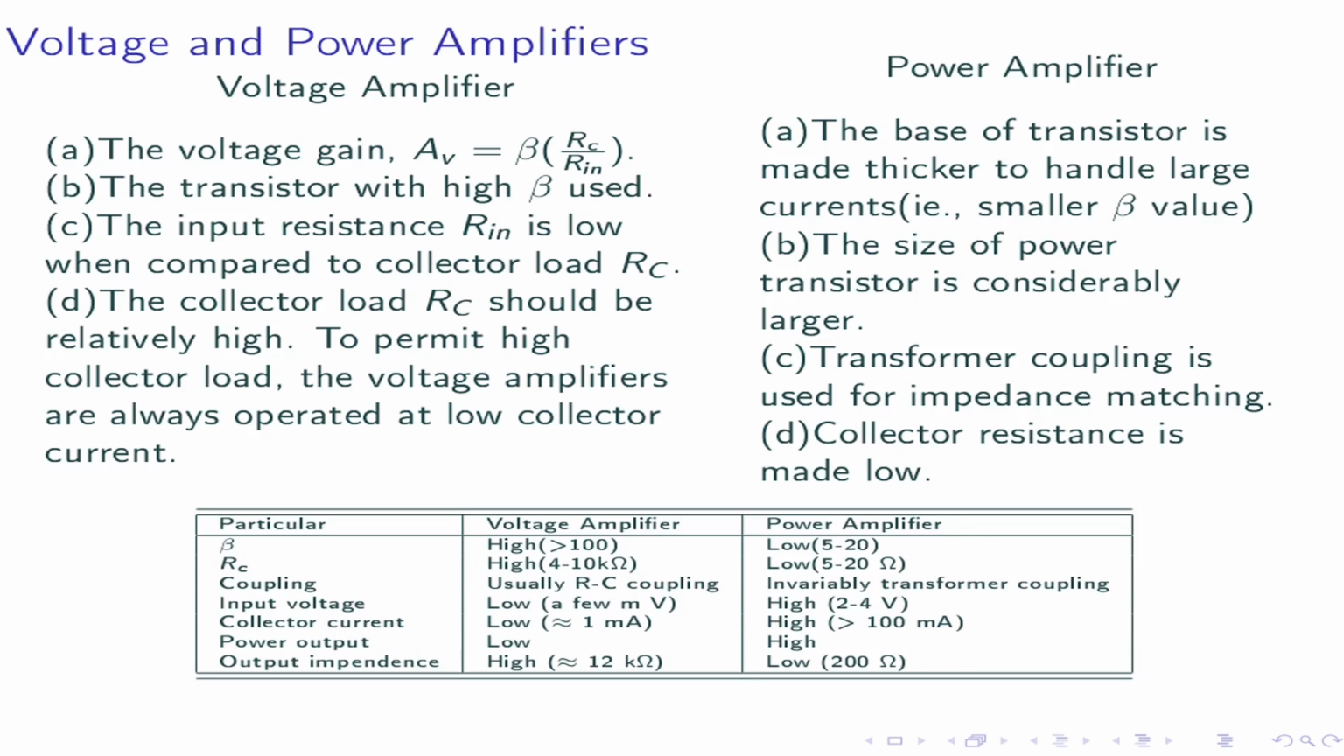Let us conclude. Beta for voltage amplifier is high and for power amplifier it is low. RC is high in voltage amplifier and low in power amplifier. Normally in voltage amplifier coupling is RC coupling and in power amplifier it is transformer coupling. Input voltage is low in voltage amplifier and high in power amplifier. Collector current is low in voltage amplifier and high in power amplifier. Output impedance is high in voltage amplifier and low in power amplifier.